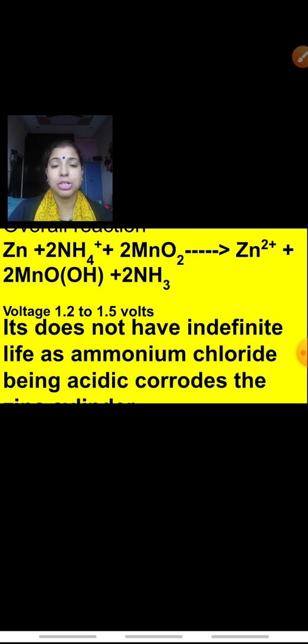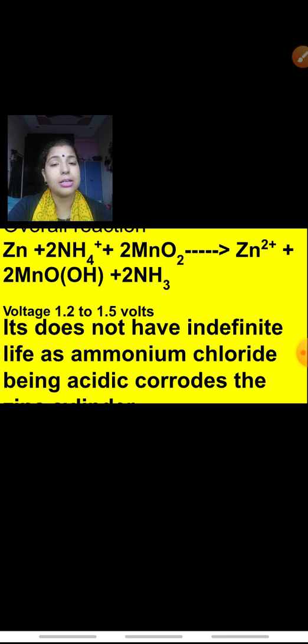Now children, you have to remember the voltage produced by the dry cell. It can come in the form of a multiple choice question, like what is anode made up of, what is cathode made up of, what is the electrolyte. So all these things you have to remember. And it can also come in the form of a long question to explain the reactions taking place at anode and cathode.